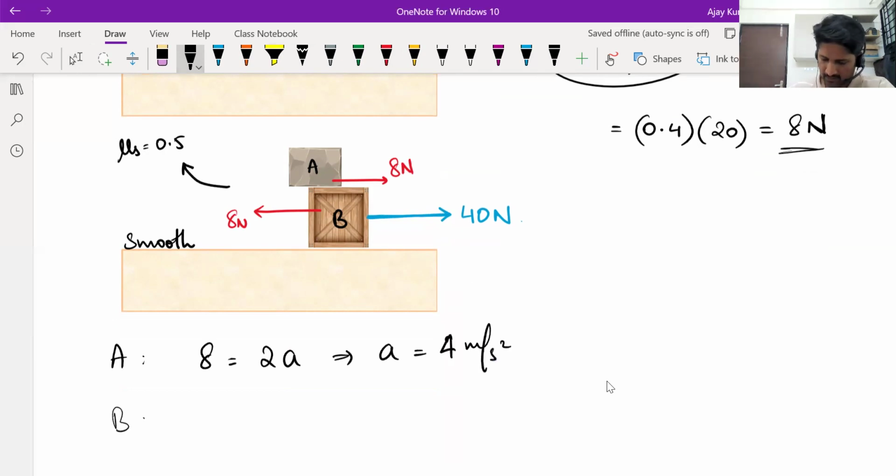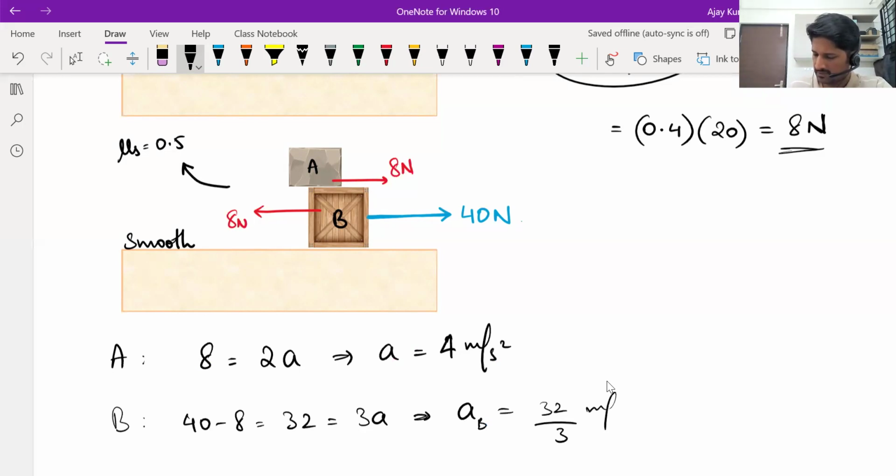And for block B, 40 minus 8, that is 32, is equal to mass into acceleration. So block B goes with an acceleration of 32 by 3 meters per second square. That is more than 10 meters per second square. So they accelerate at different rates. And eventually, when B moves forward too much, A will fall off.